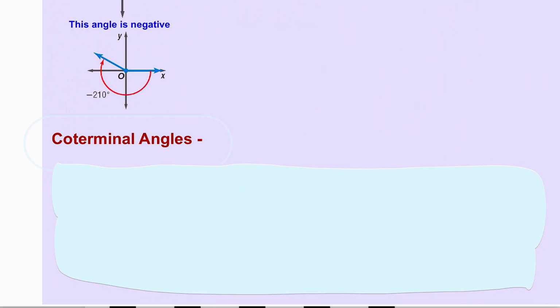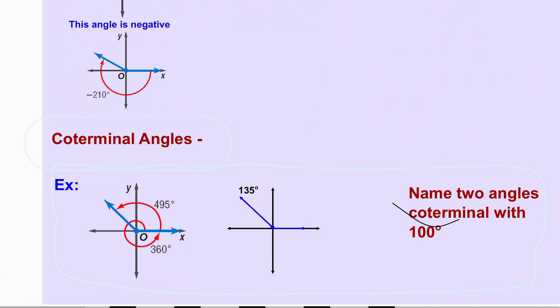If you have an angle, let's keep it simple, a 30-degree angle, and you want to find another angle that is coterminal to it, all you have to do is go all the way around the circle one more time. Let's add 360 degrees to it, and you'll find another angle that is coterminal. So all you have to do is add 360 degrees, and you will find an angle that is coterminal to a 30-degree angle.